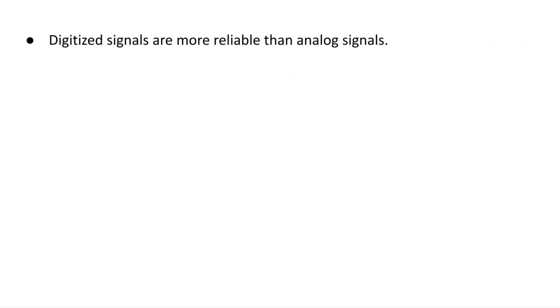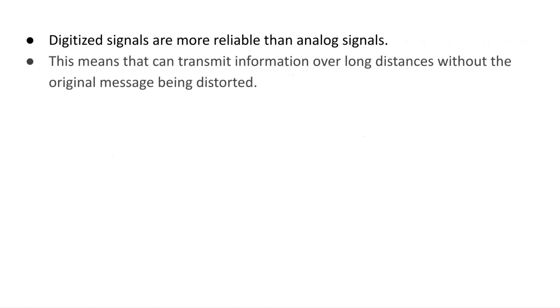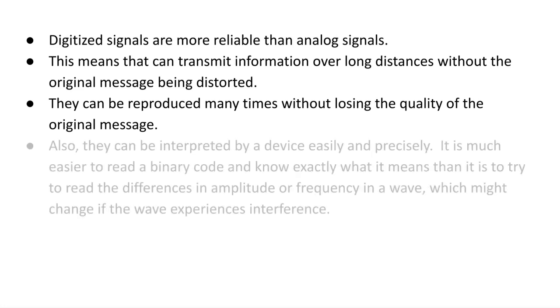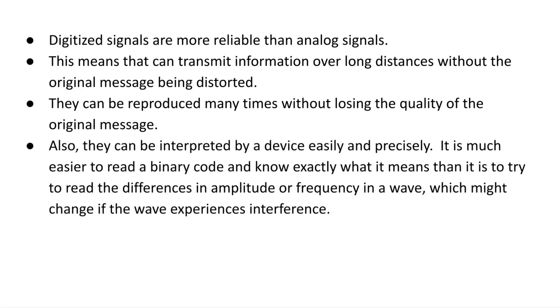Digitized signals are more reliable than analog signals. This means they can transmit information over long distances without the original message being distorted. They can be reproduced many times without losing the quality of the original message. Also, they can be interpreted by a device easily and precisely.